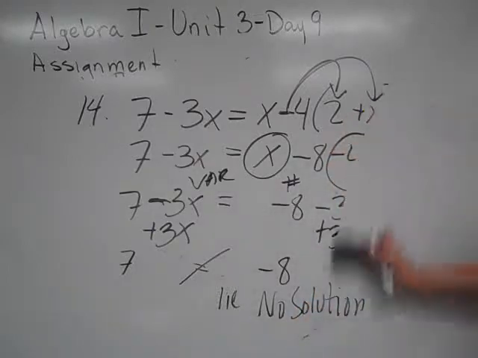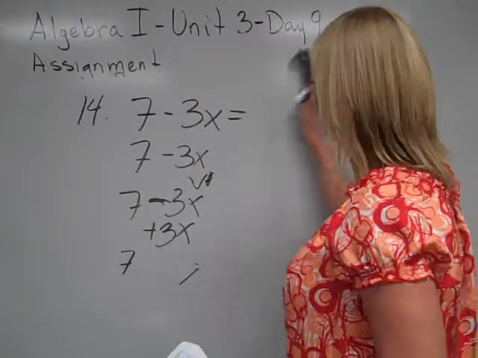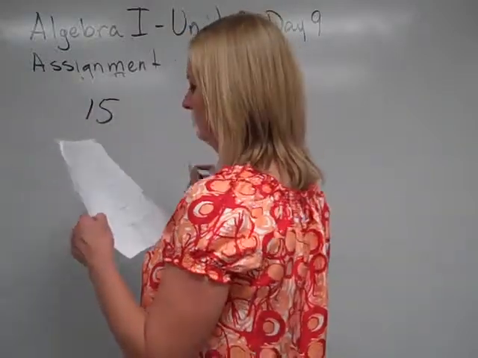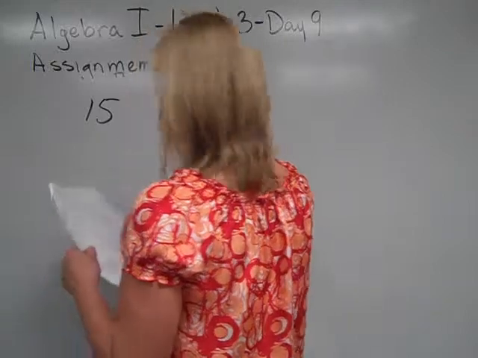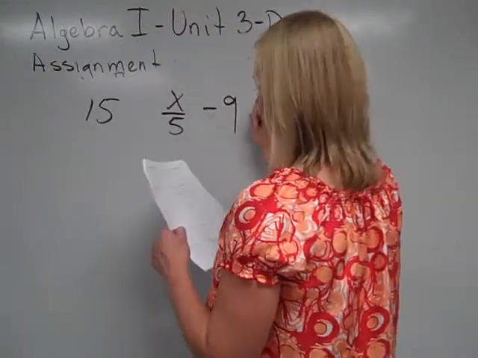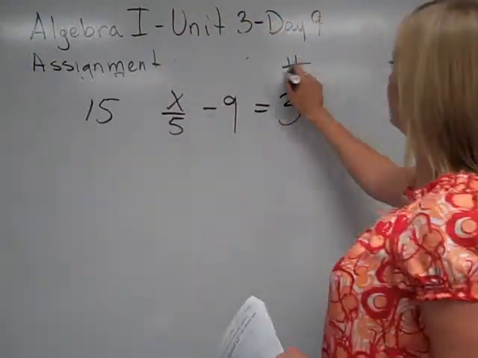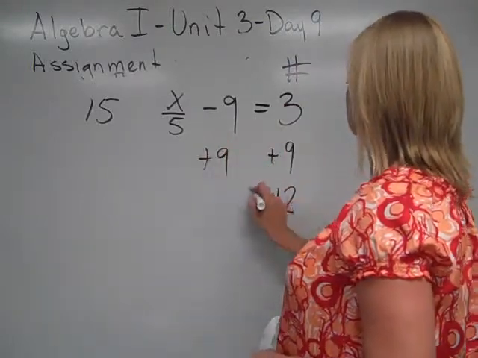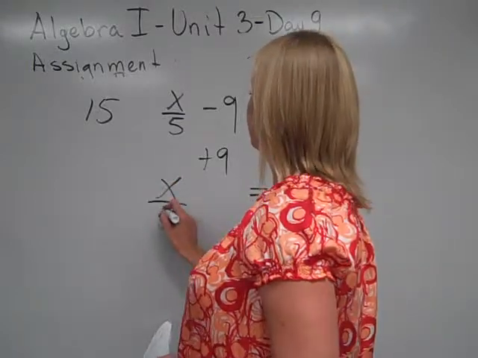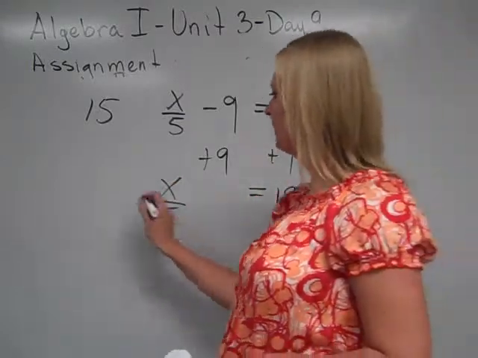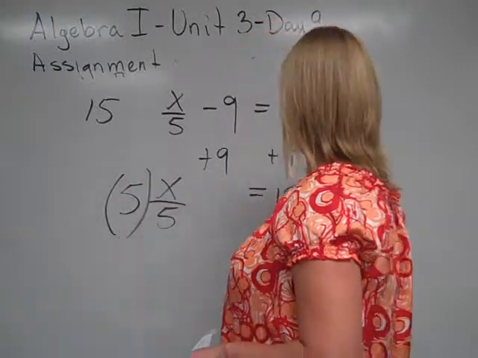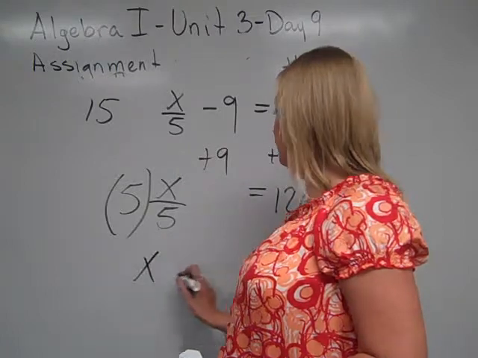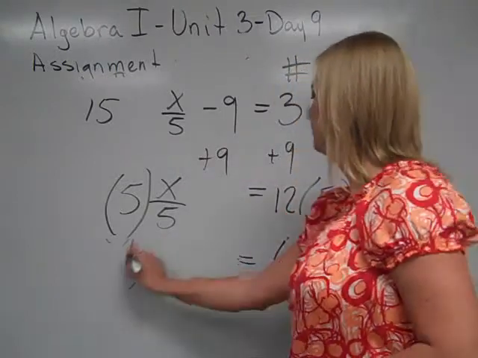Number 15. Let's put all of our numbers here. So the opposite of minus 9 is plus 9. The opposite of x divided by 5 is x multiplied by 5. So we're going to multiply both sides by 5. So then x is equal to 60.